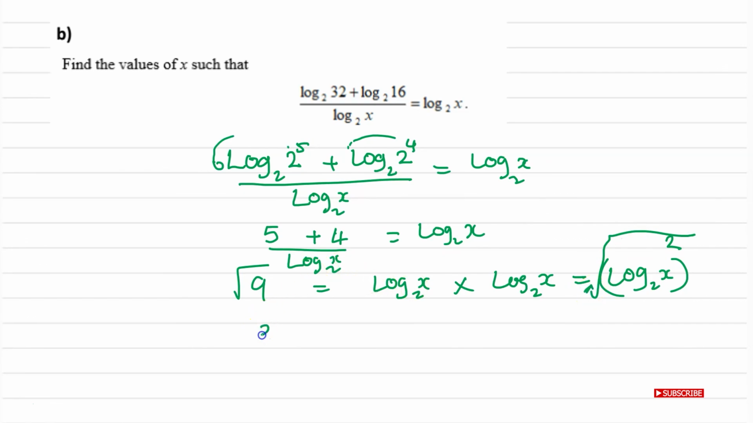So now I have 3 is equal to log x to the base 2, which means if I want to find what x is, I can now write it as 2 to the power 3 is equal to x. Therefore, x is equal to 8. All right, so that is the solution for question 2.